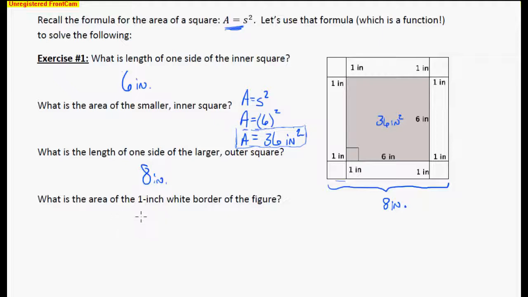Now, could I find the area of the outer square, meaning all of the area inside this outer square? Sure, I could use my area formula, and I'll name this the area of the big square. That means this outer square and everything inside. That's going to be s squared, so we said one side is 8, and that's going to be 64 inches squared. That's the area of the big square. We already figured out the area of the small, shaded square. That was 36 inches squared.